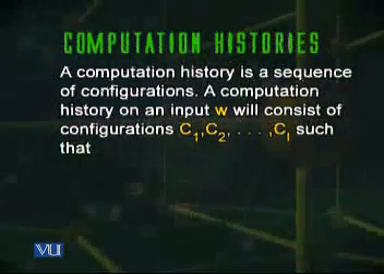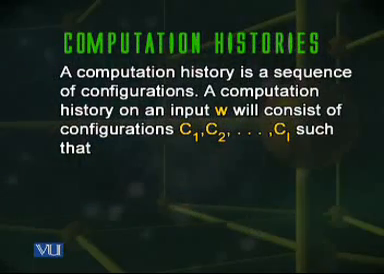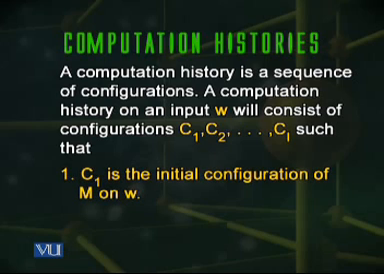So, if you give me a configuration of a Turing machine, in principle, from there on, I can tell you how the Turing machine will behave, what is the next step it will take, and the next step, and so on. So, a configuration tells me the state and all the tape contents. A computation history is a sequence of configurations. A computation history on input w will consist of configurations C1, C2, all the way up to CL, such that C1 is the initial configuration of M on w, and Ci yields Ci+1.